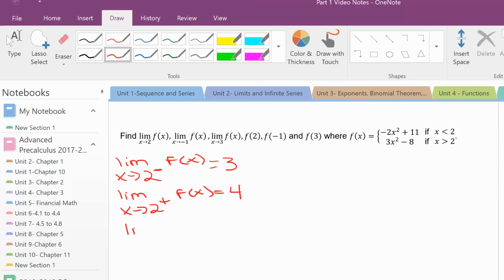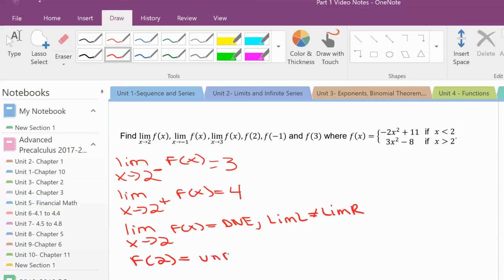So that means the limit as x approaches 2 does not exist, because the limit from the left does not equal the limit from the right. F of 2 is undefined.